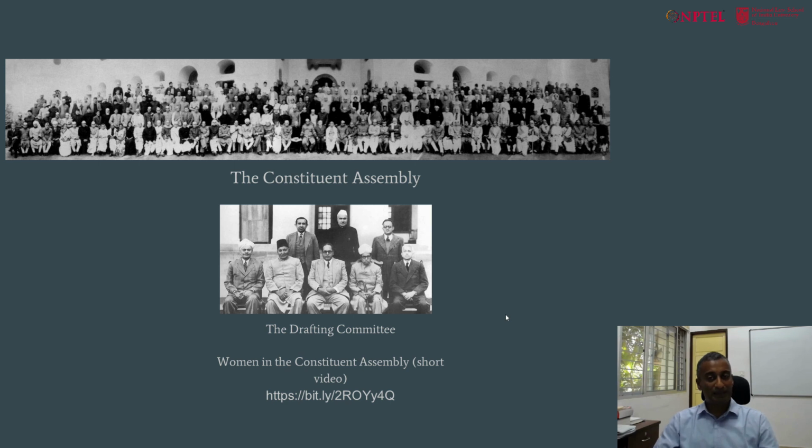The drafting committee, pictured in the second photograph on the slide, is a much smaller body, but a body that labored through the most difficult parts of the Constitution. Dr. Ambedkar, as the chairman of the drafting committee, sitting at the center of the photograph, was one person who has his imprint on almost every article that emerged from this Constituent Assembly. And one requires an astute admiration and understanding of the singular role he played in crafting this constitution.